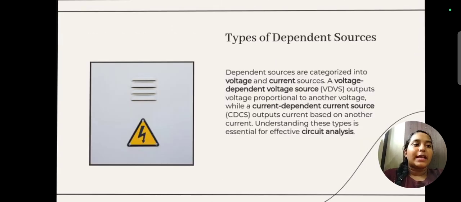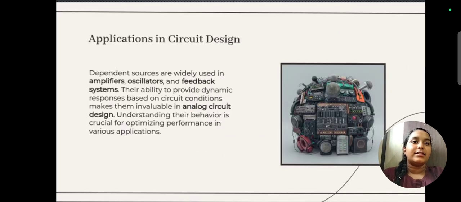There are four types of dependent sources: voltage controlled voltage source, voltage controlled current source, current controlled current source, and current controlled voltage source. The dependent sources are categorized into voltage and current sources. A voltage dependent voltage source outputs a voltage proportional to another voltage, while a current dependent current source outputs a current based on another current. Understanding these types is essential for effective circuit analysis.